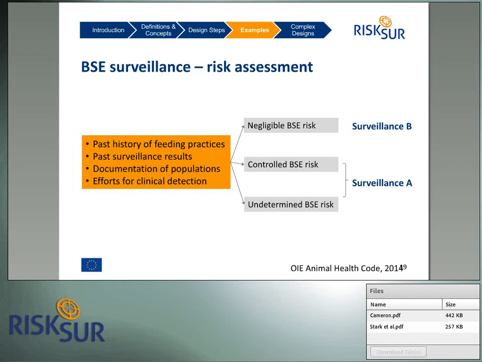In the current version of the International Standards for BSE Surveillance, an initial risk assessment is expected to determine which level of risk for BSE occurrence a country should be in. The outcome of this risk assessment will determine the intensity with which surveillance should be conducted. This is here labeled as Surveillance A or Surveillance B.